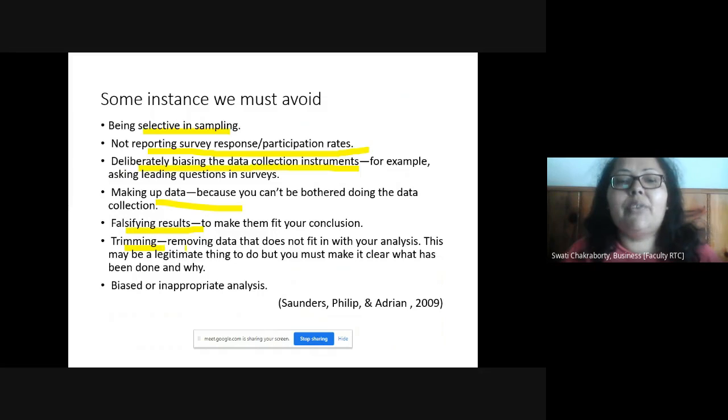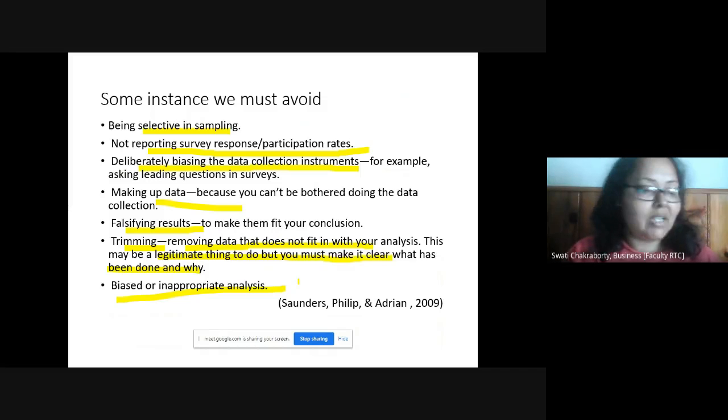Trimming is where you remove data that does not fit in your analysis, right? It's not illegitimate to do so, but you must be very clear that you've not taken certain data into consideration, and you have to say why you have not done so. Biased or inappropriate analysis. Your analysis, if it's not appropriate or is biased.